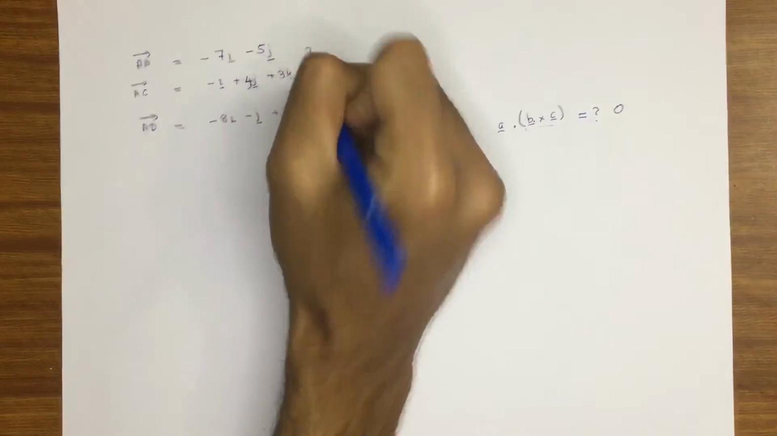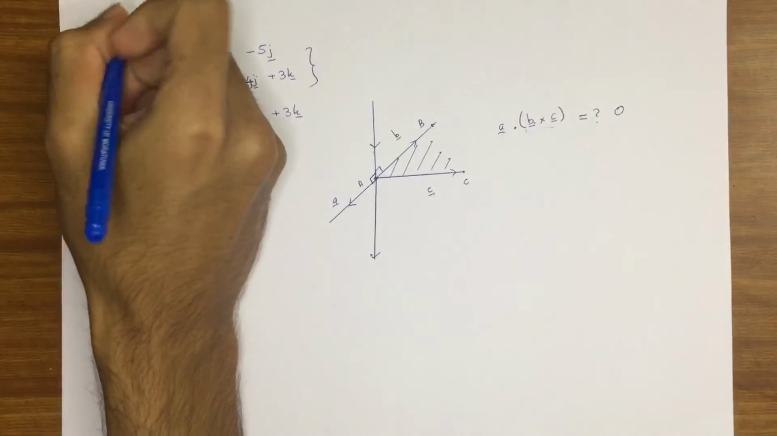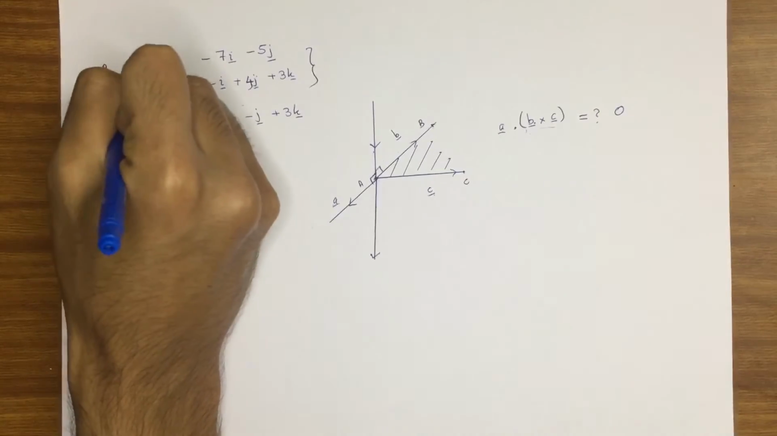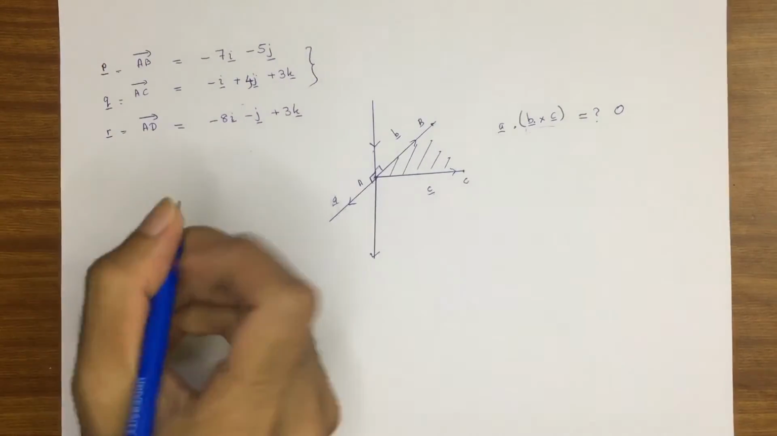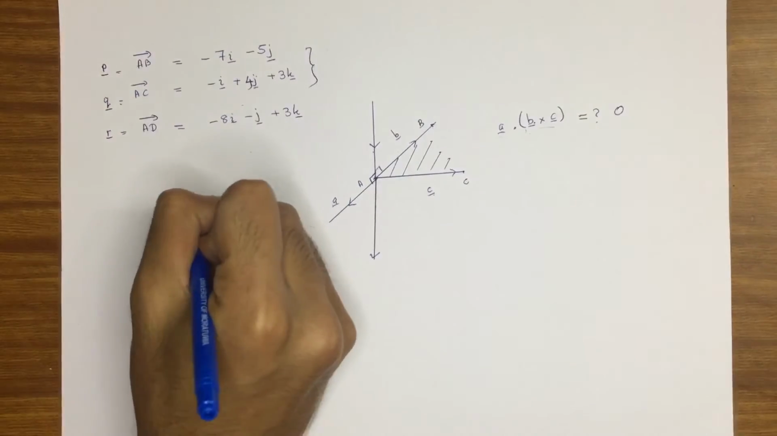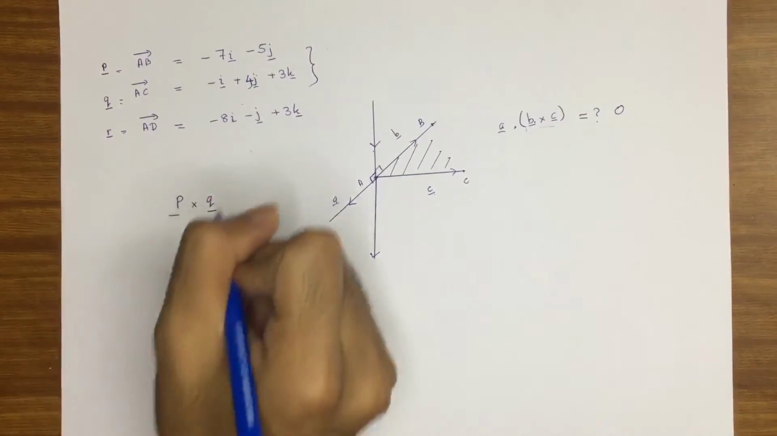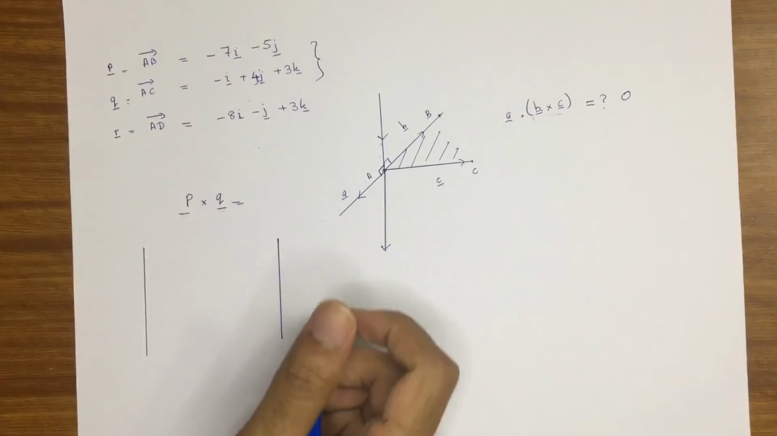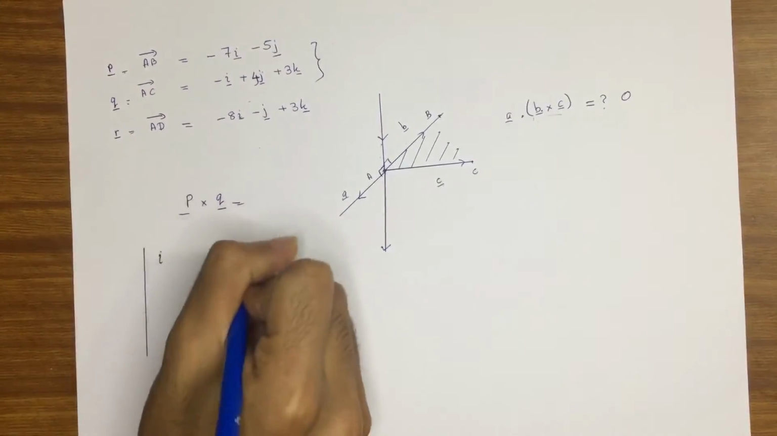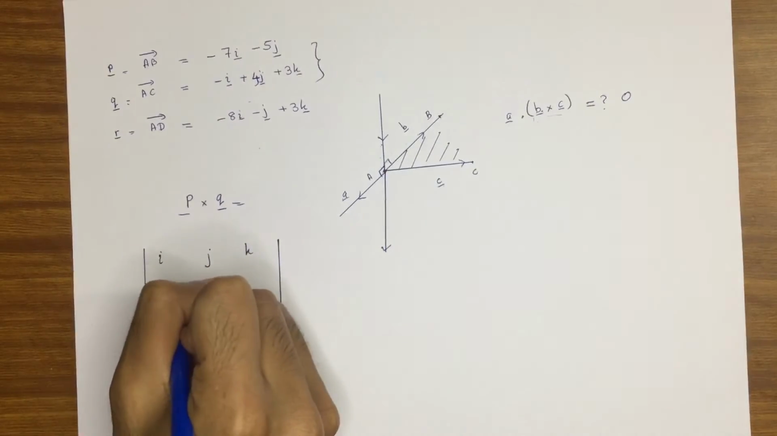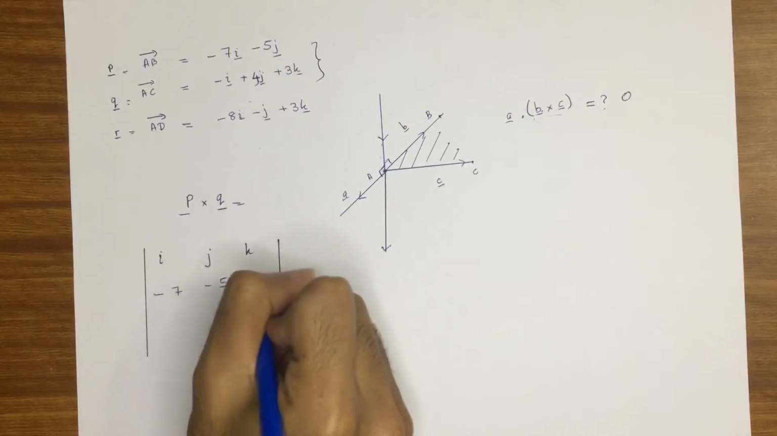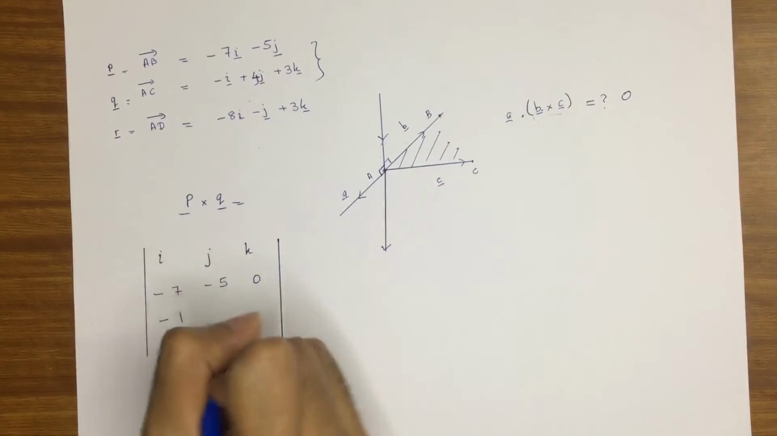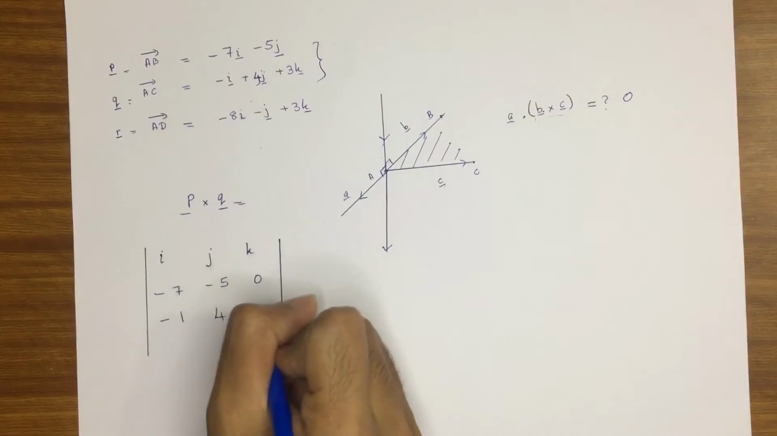So over here, let's take any two vectors. For simplification, let's say this is P, Q, R. I'm going to take the cross product P cross Q. How do you get that? We need to draw a matrix i, j, k and minus 7, minus 5, and 0 as they haven't mentioned the k value, and we can write it like this: minus 1, plus 4 and 3.